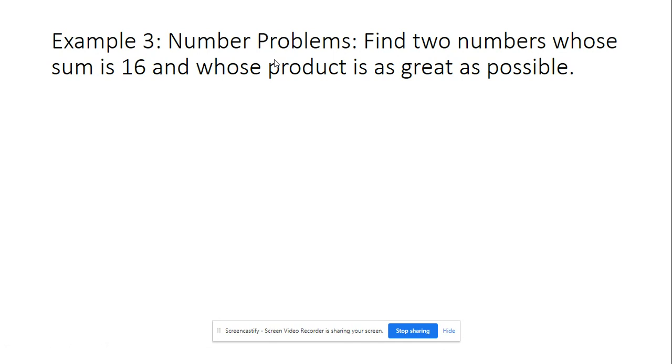All right, guys. So I'm going to continue our thing of optimization problems, and this is a different type that you're going to see. I call these ones number problems. Find two numbers whose sum is 16 and whose product is as great as possible. Okay, so we're going to say let x and y be the two numbers.